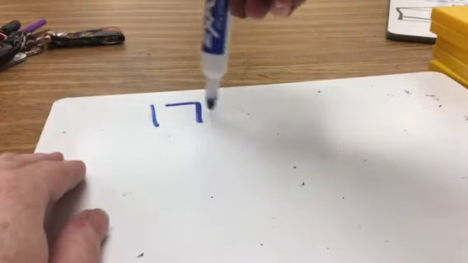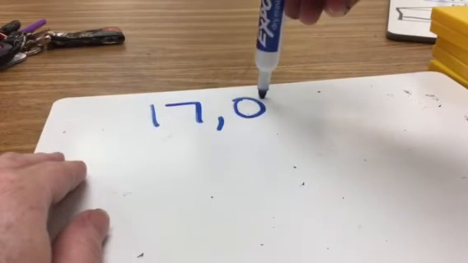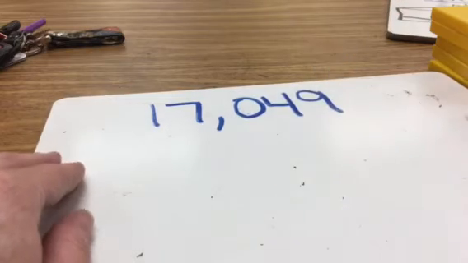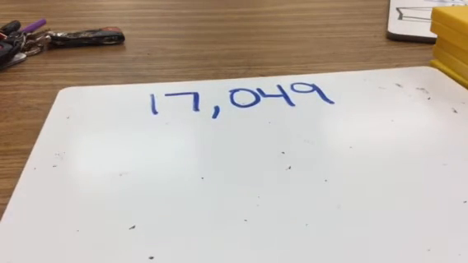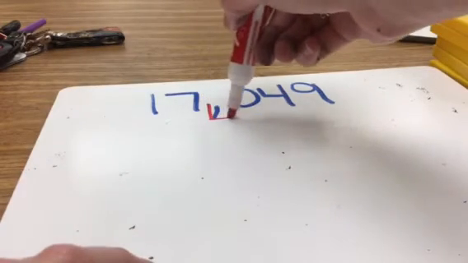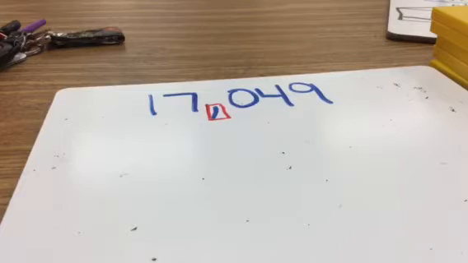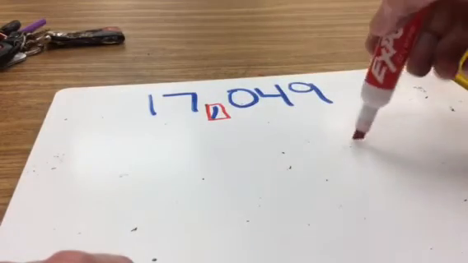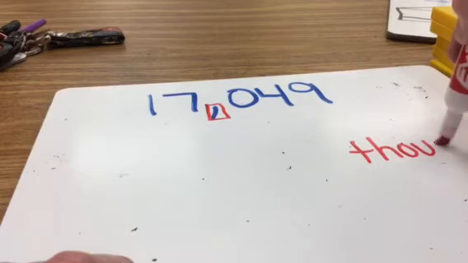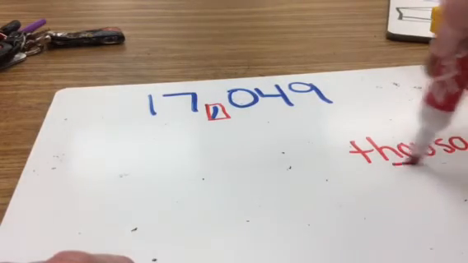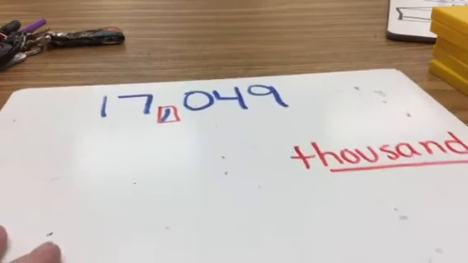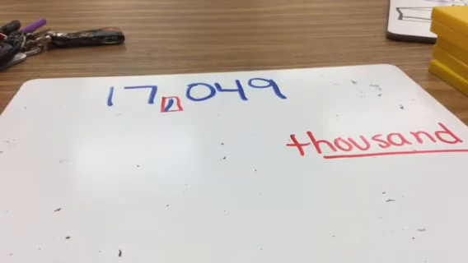Now, what if it's the other way and it gives me the number in standard form? So what if I see a number like this, and I have to put that in word form? Well, same thing. I'm going to go piece by piece by piece. And the first thing I'm going to look for is a comma. Do I see a comma? Yes. So I know that somewhere in here I need the word thousand.